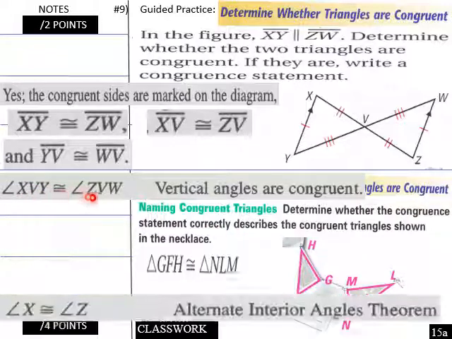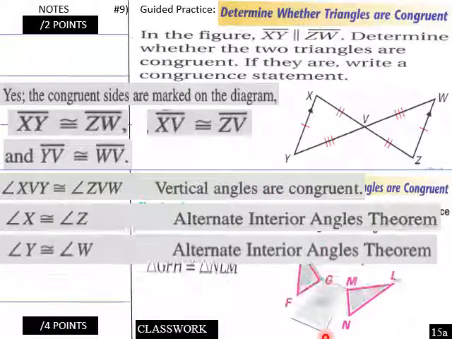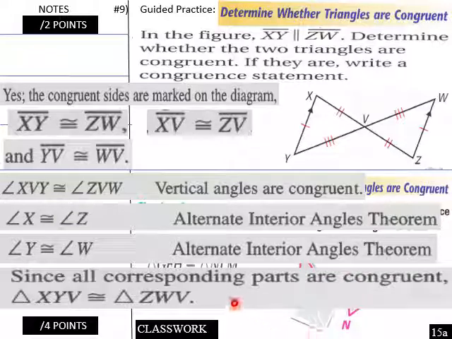Angle XVY is congruent to ZVW. Angle X congruent to angle Z. And here's your supporting evidence for that, your supporting geometric evidence. Since all corresponding parts are congruent, triangle XYV is congruent to ZWV. So by this supporting evidence, you're basically writing a proof for this congruent statement.